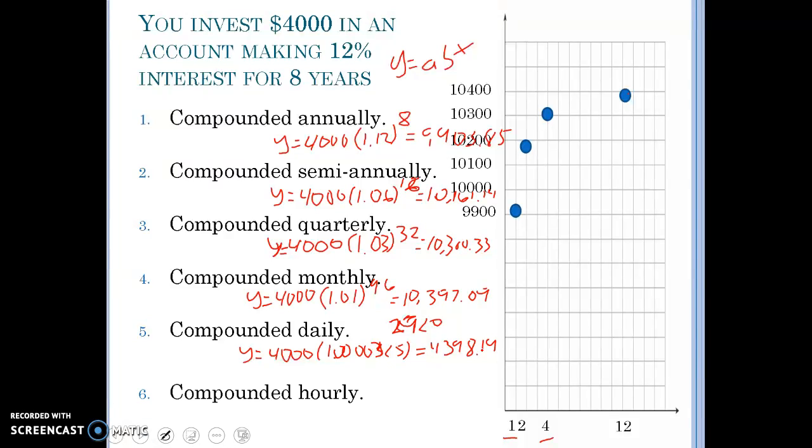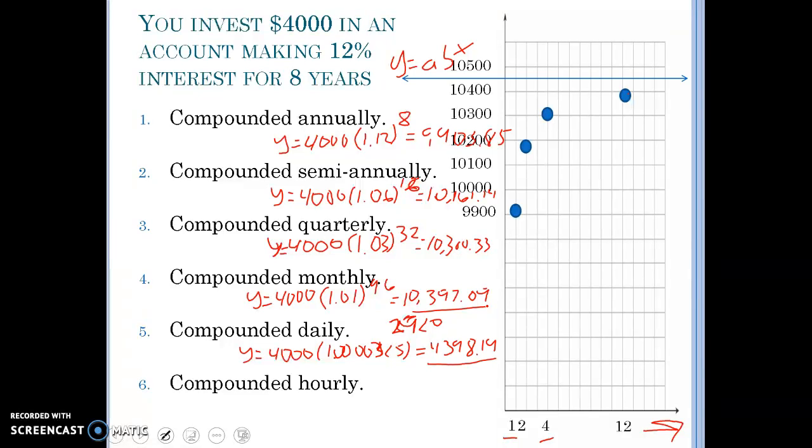And so if we graph that, we're not going to be too much bigger, and it's off our screen. I don't have 365 going in this direction. Hourly would be even closer. It's not going up that much. You can see it only went up about $1 if I compound it daily as opposed to monthly. Compounded hourly is going to be the same thing. It's not going to be that much of a difference.